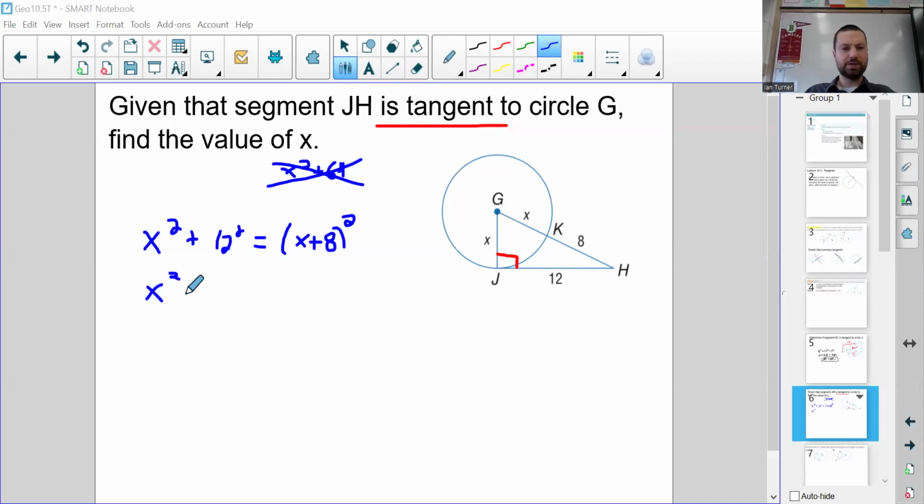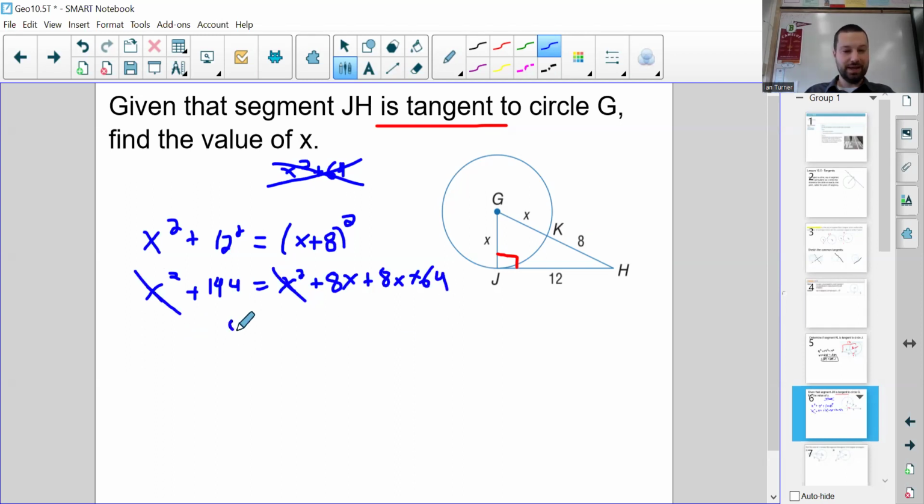Let's continue here. So we get x squared plus 144. And then remember, we got to FOIL this. So it's going to be x squared plus 8x plus 8x plus 64. Now, the good news is FOILing is not our favorite, that's fine, but the x squareds are going to cancel. So that's nice.